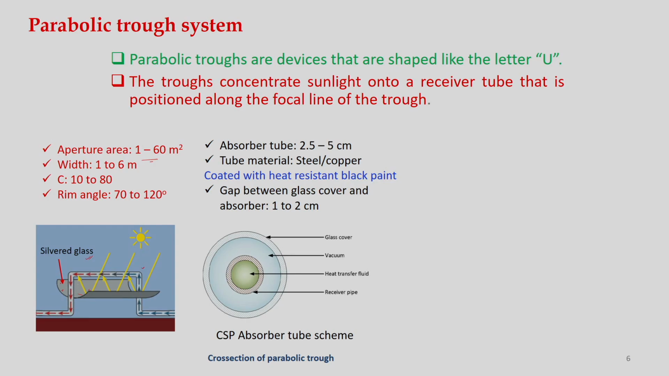So, normally the gap between the glass cover and the absorber plate varies from 1 to 2 centimeter. As you can see, this is the absorber plate or absorber tube and this is the glass cover, it has got thickness. In between is vacuum to reduce the heat losses, right. So, heat transfer fluid flows through this tube, and this is the inner diameter of the tube, this is the outer diameter of the tube and this is for the glass cover. Sometimes glass covers are not used, but in order to increase the efficiency this kind of glass cover is very essential.